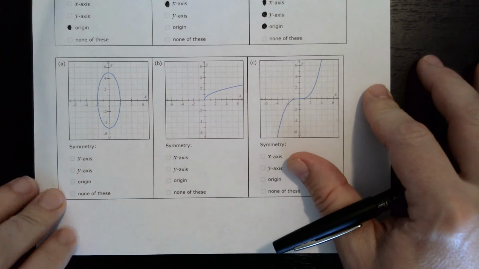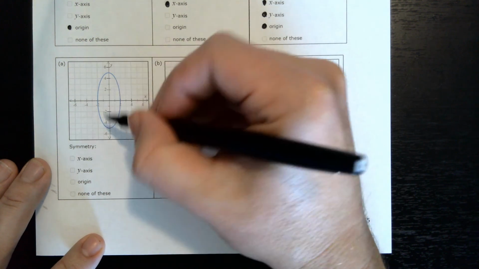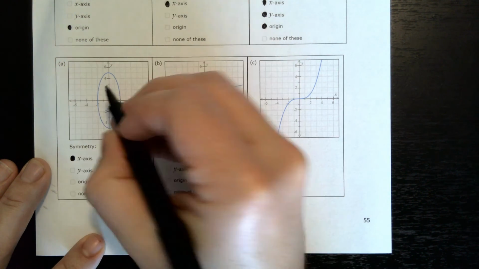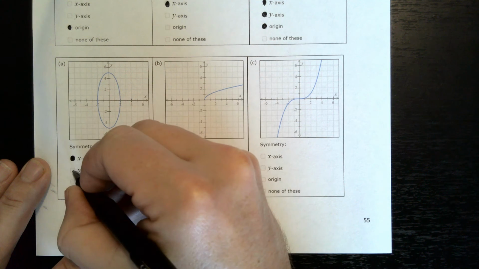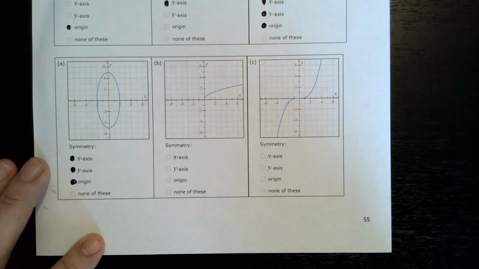Okay, let's look at these. Okay, so x-axis, do the top and bottom look the same? Yes. Do the left and right of the y-axis look the same? Yes. Do the corners look the same? Yes, so it has all three.